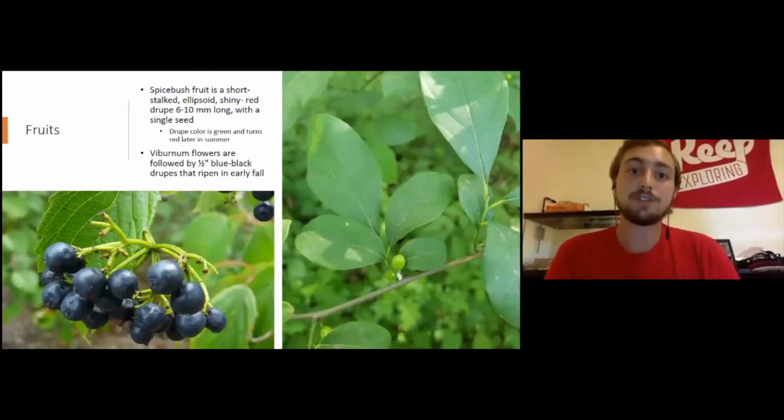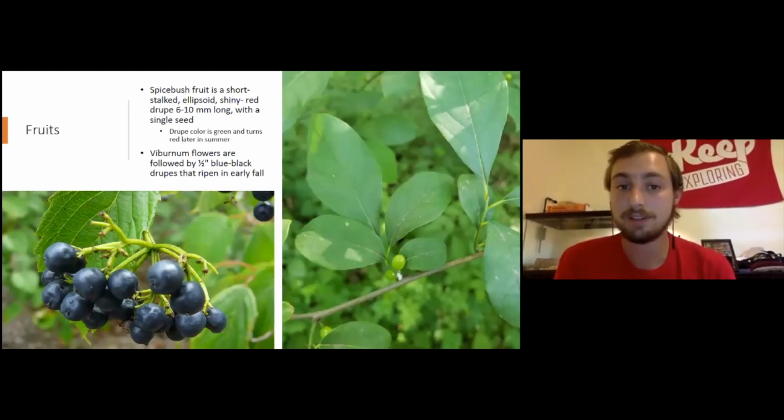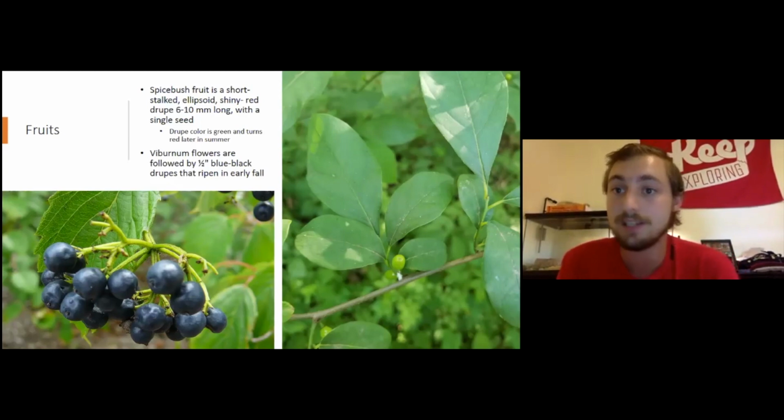So our spicebush fruit is short-stalked, usually in the axils of our leaves. They're shiny, and they will become red. So this is one in development. It starts out green and it contains a single seed. And our viburnum flowers are followed by these really blue-black drupes that ripen in early fall. This is a very distinctive feature for our native viburnums. If you see a viburnum with a red drupe, it is most likely non-native. And I'll get to that when we talk about our double-flower viburnum.